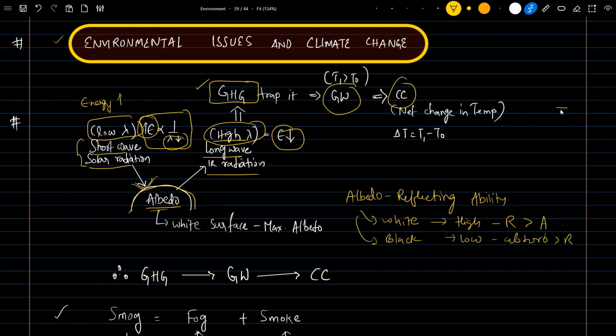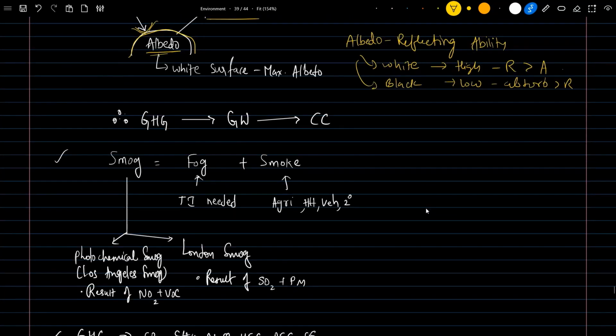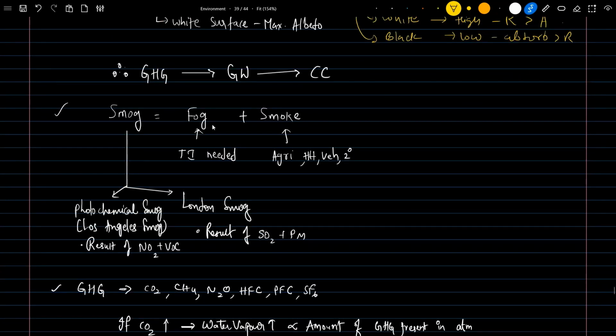This is the simple phenomenon which we need to understand as of now. We will discuss this clearly now. So what we talked about is that because of these greenhouse gases, there will be global warming, means there will be a warming of Earth's atmosphere. This leads to climate change in the long term.